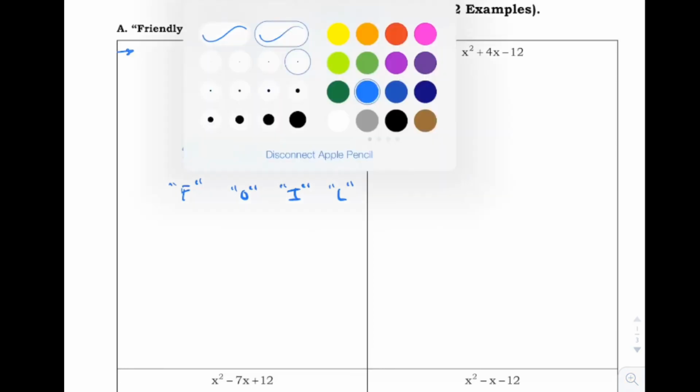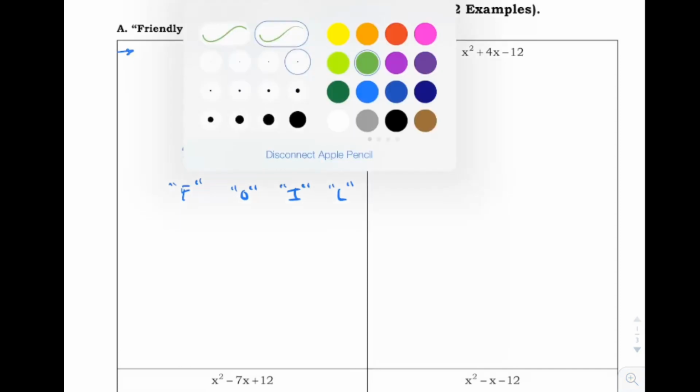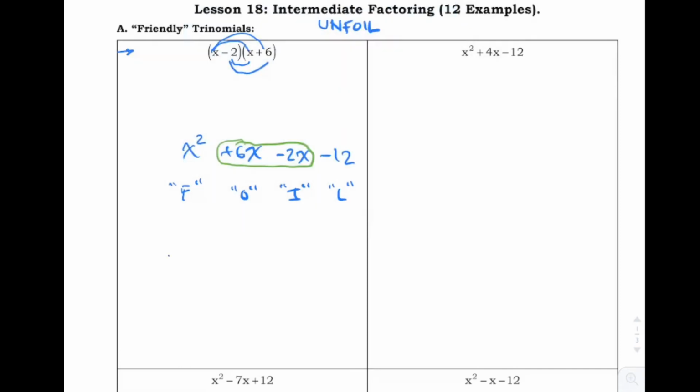And then, of course, what happens quite often is that these 2 terms in the middle, the outer and the inner products, are like terms. They're both x terms. Like terms can be combined, so you combine them. And so you end up with x squared plus 6 minus 2 is plus 4x, and then the minus 12 at the end. That's how foiling went.